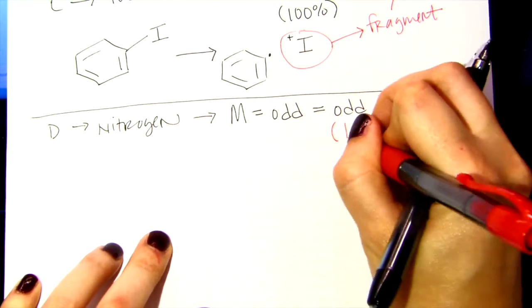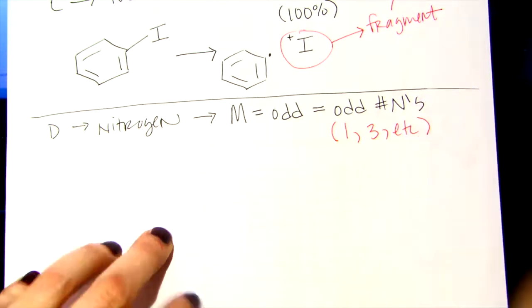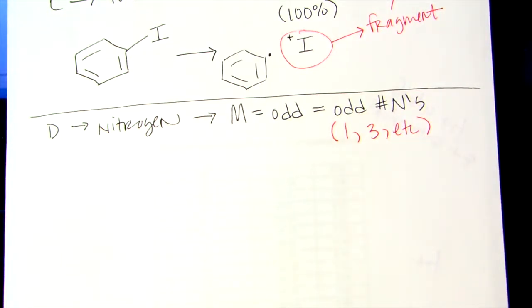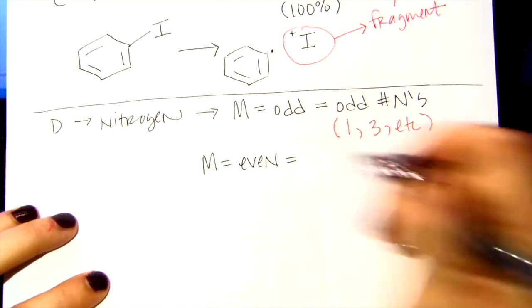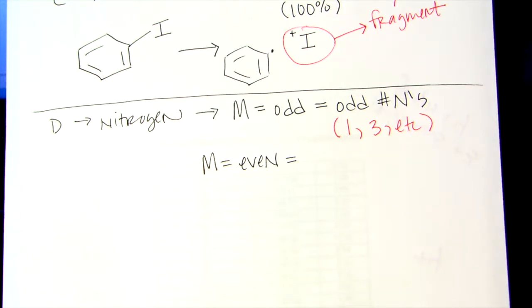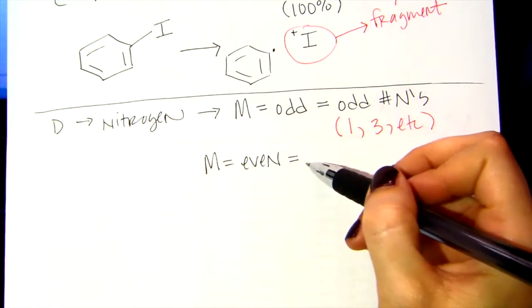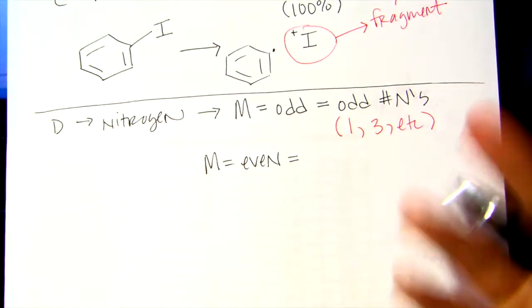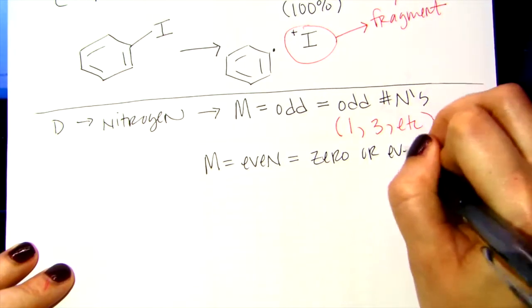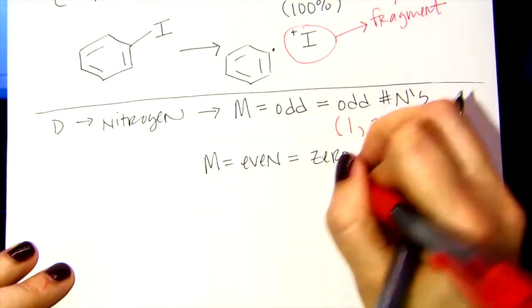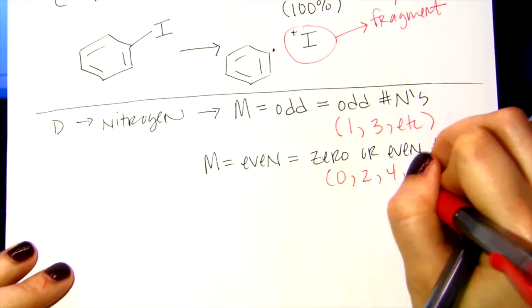So again, you could have 1, 3, or whatever. It's going to be some odd number. If your mass is even, that doesn't really tell you a whole lot. It means you either have 0 nitrogens or an even number of nitrogens. There are compounds that have multiple nitrogens, they're just not super common. So it's usually likely that you don't have a nitrogen unless nothing else fits. So if it's even, you have 0 or an even number of nitrogens, like 0, 2, 4, etc.